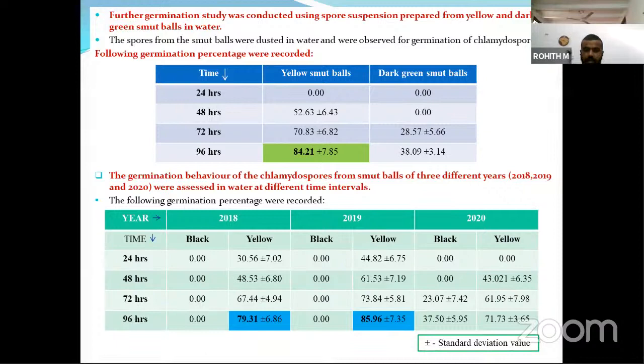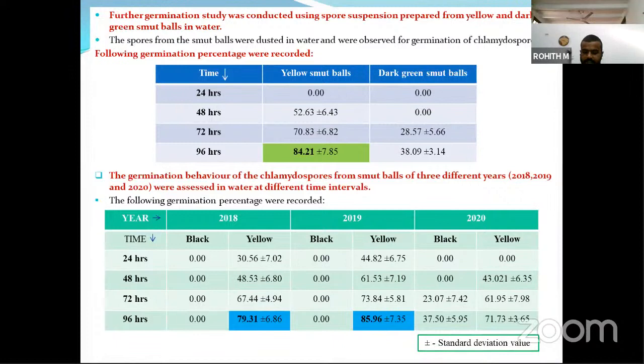And to know further about the behavior of the spore suspension, smut ball samples collected in three different years were evaluated for germination. Both yellow and green smut balls of 3 years were used. With the following observations, it was clear that chlamydospores from yellow smut balls of the years 2018 and 2019 initiated germination after 24 hours, but it was not the case for the smut ball samples collected in the year 2020. And after 96 hours, the maximum germination was 85.96% in the spore suspension prepared from smut balls of the year 2019.